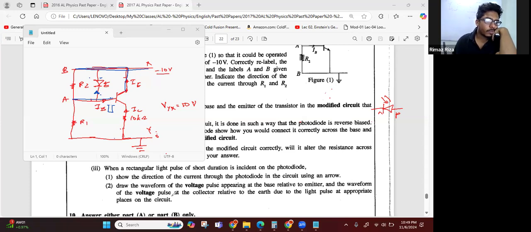And the waveform of the voltage pulse at the collector relative to the earth due to the light pulse. For the collector, we can see there is a phase change in the direction of the currents in the base and the collector. So this has another phase change. Let me check my answers.